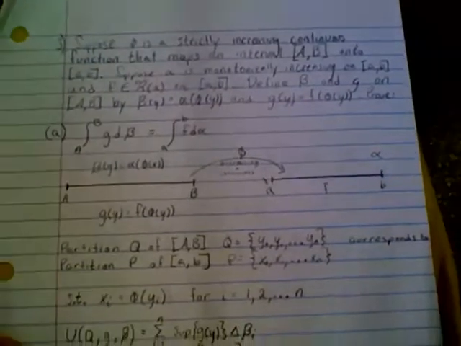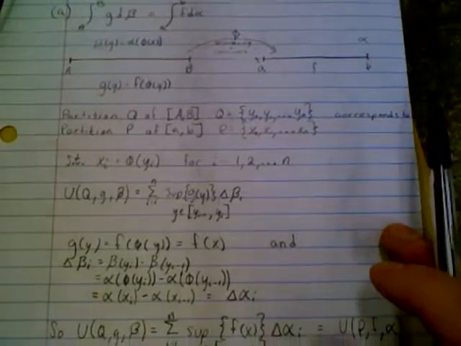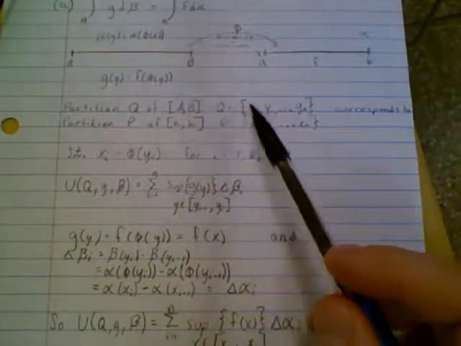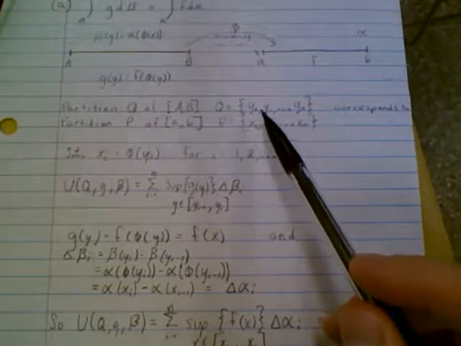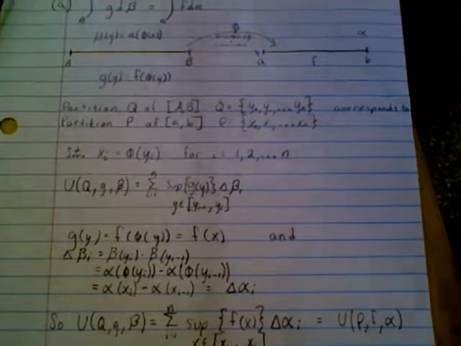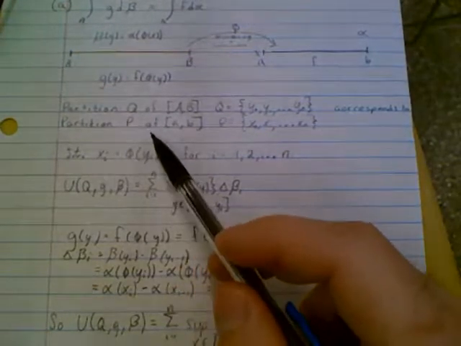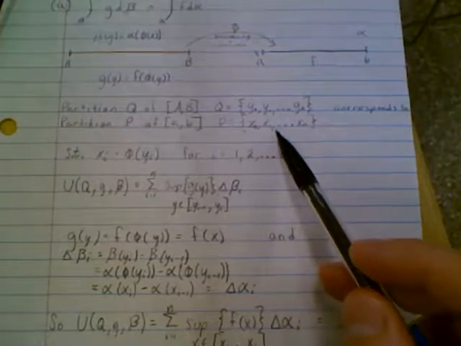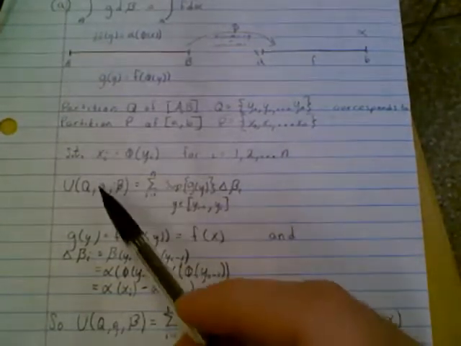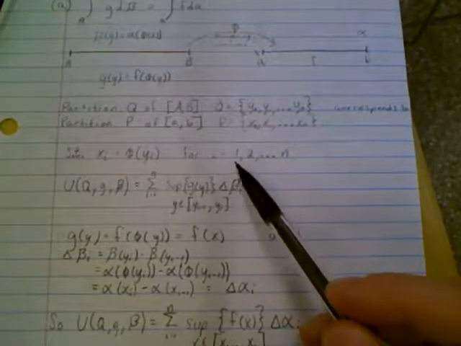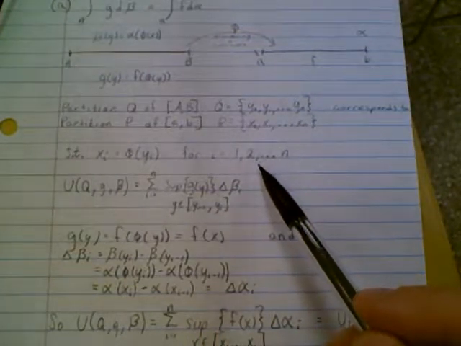Now we're going to start out by creating two partitions. We're going to create partition Q of capital A to B, where Q is equal to y sub 0, y sub 1, all the way to y sub n, and that corresponds to partition P of lowercase a to b. So P equals x sub 0, x sub 1, all the way to x sub n, such that x sub i is equal to phi of y sub i for i equal 1 to 2 to n.